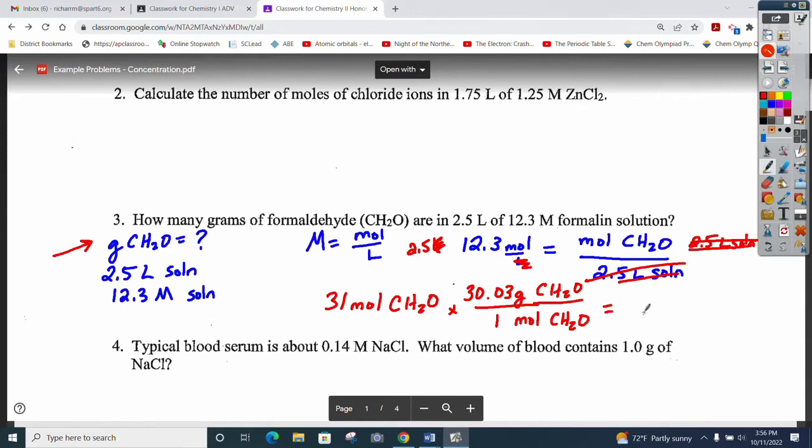Okay, so when I type that into my calculator and round to 2 sig figs, I'm getting 920 grams of the CH2O. That sounds like an awful lot of CH2O, but when I look up here, my concentration is really high. You're used to working with things that are like 1 molar in lab, and I've got a lot of it. I've got basically over 2 liters of the amount. So that's a lot of solution that's present.